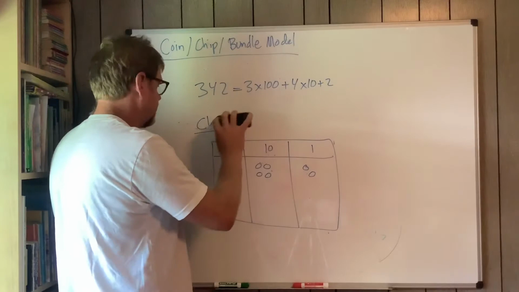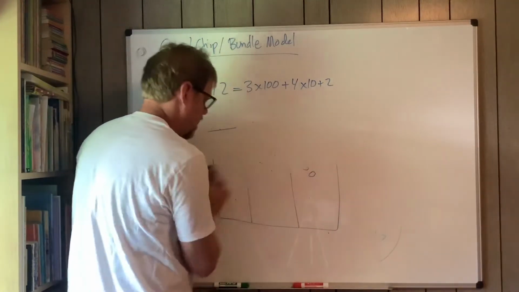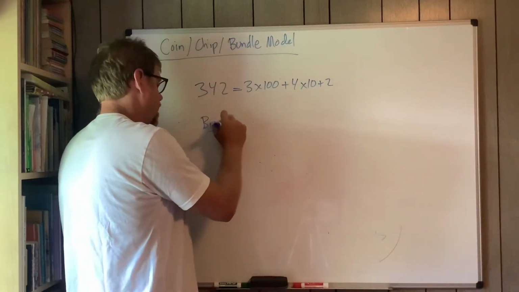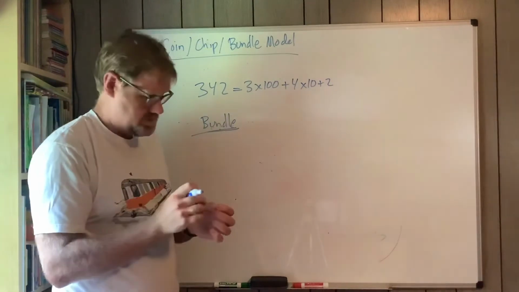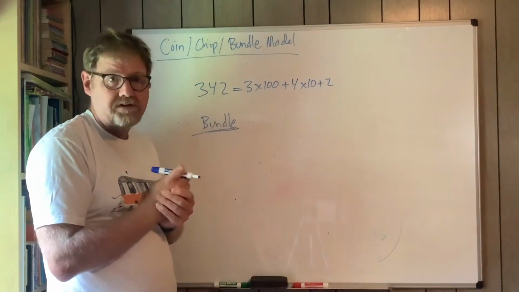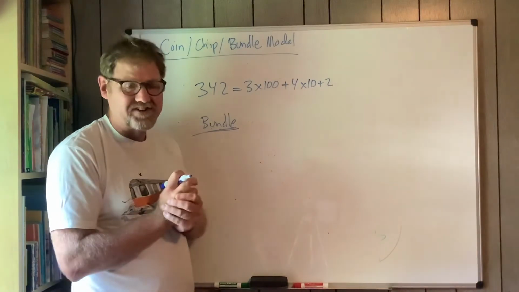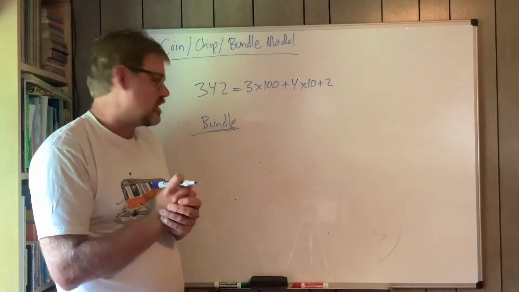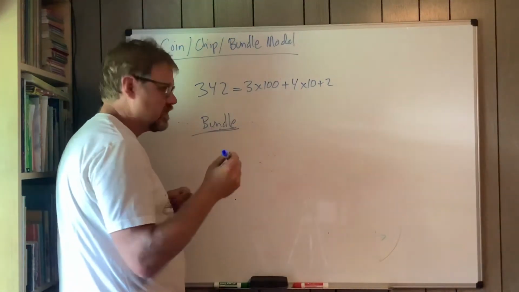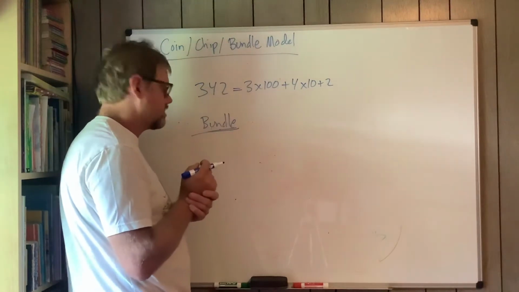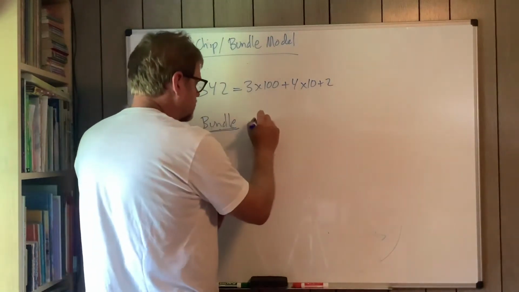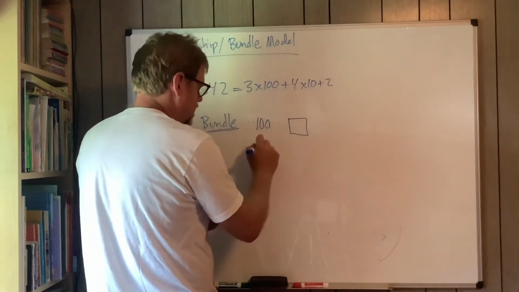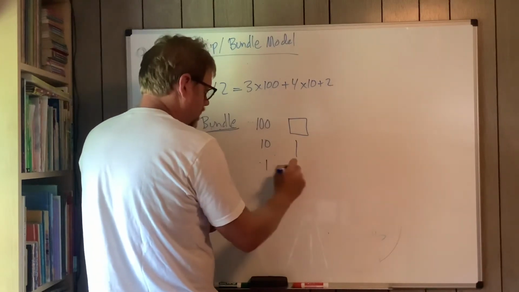And then let me also lastly do a bundle model. I'm sure I'll mention my kids quite a bit during this course. My younger daughter, who just wrapped up 3rd grade and is about to start 4th, likes to use bundle models. The bundle model is in the textbook, but it looks a little different. So 100 is a square, a 10 is a line, and a 1 is a dot.